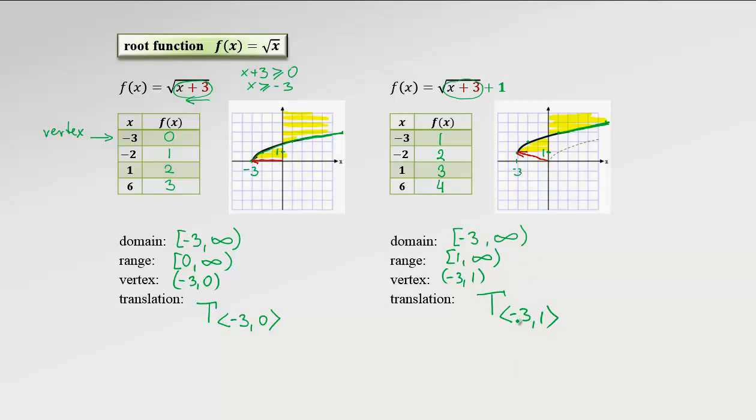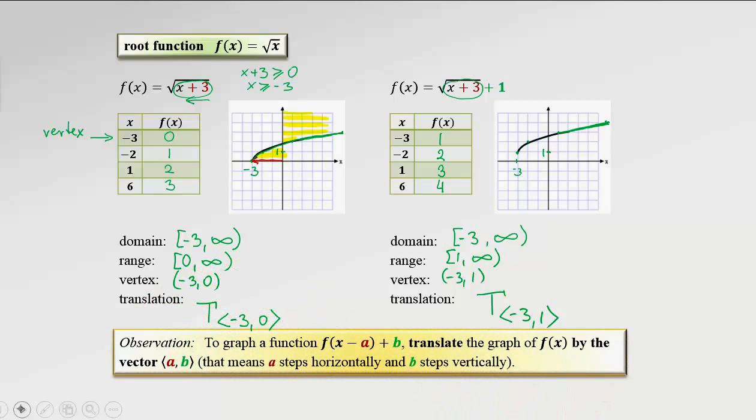The horizontal translation goes in the opposite direction that the sign indicates, and the vertical translation goes in the same direction as the sign indicates. Notice that any root function is really half of the regular sideways parabola that normally would go somehow like this. But since we're talking about a function, we're taking only one branch of it. So this is the final graph.